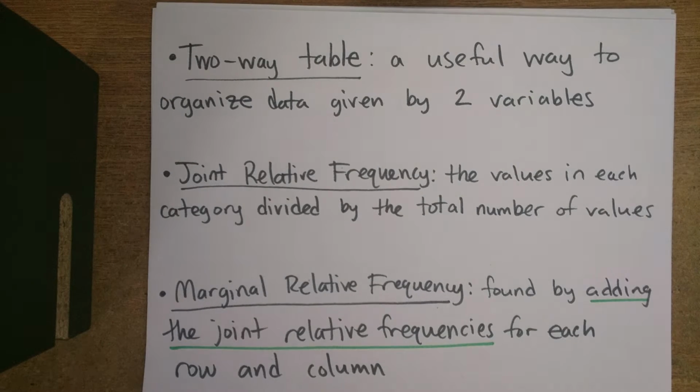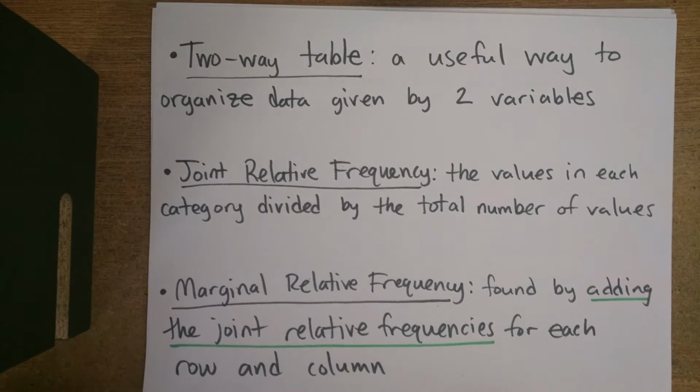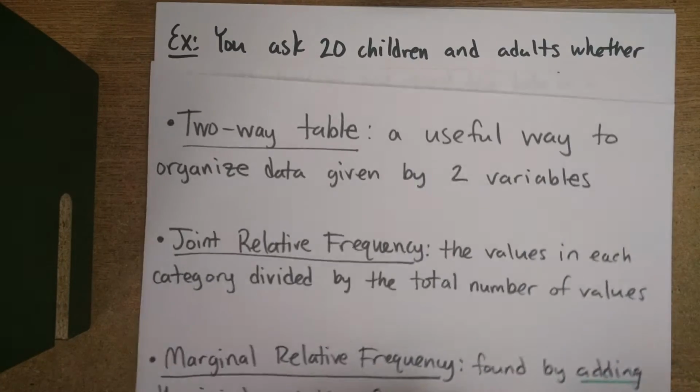Okay, a two-way table is a useful way to organize data given by two variables. Joint relative frequency is the values in each category divided by the total number of values. The marginal relative frequency is found by adding the joint relative frequencies for each row and column. So to find the marginal relative frequency, you already have to have the joint relative frequency. I'm going to show you how to find all of that right now.